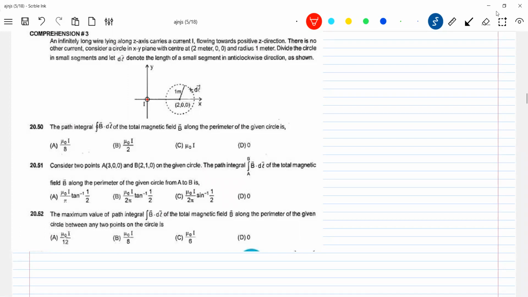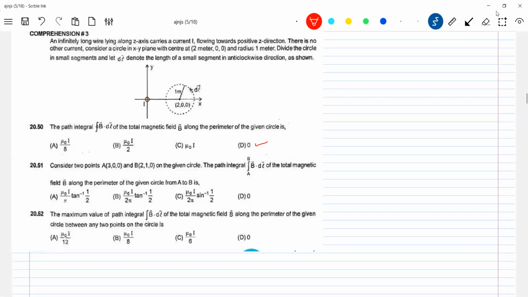Shall we go for the zero option? Any reason for that? Because where this current carrying wire is, it is outside this Amperian loop. Therefore, what should be the net B bar dot dl for this circle? Should be zero, no? So I'll pick up this option straight away.